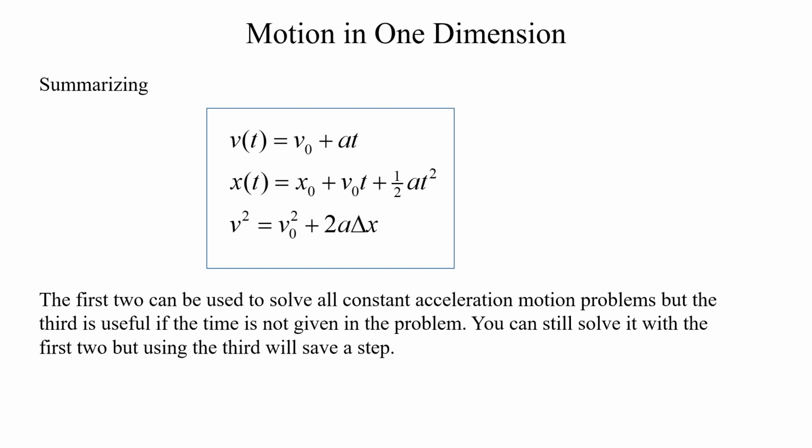The third equation, v squared equals v naught squared plus 2a delta x, we get by eliminating the time between the first two equations. So that third equation is useful for solving problems where we're not given the time. But we can solve all the one-dimensional constant acceleration problems by using the first two equations. But if we're not given the time, it just takes an extra step. So the third equation helps us to eliminate that step in problems where we're not given the time. It's not necessary to use that equation, but it will just save us a step in the problem solving.